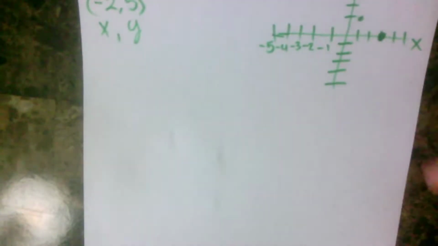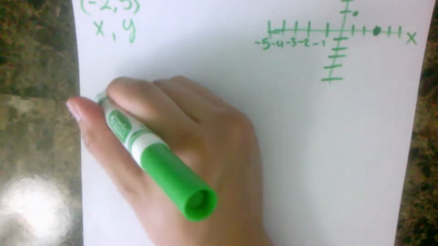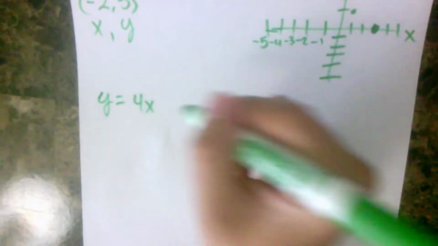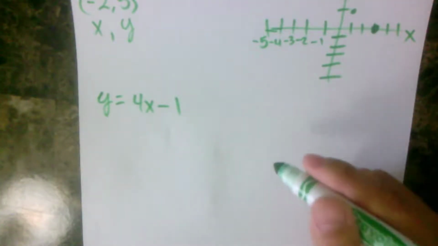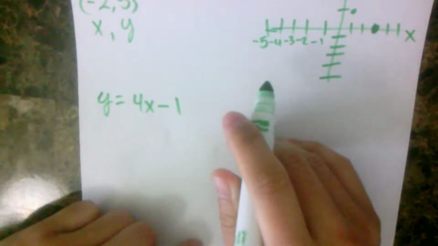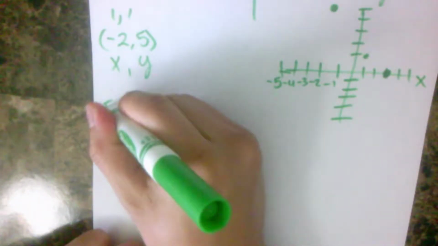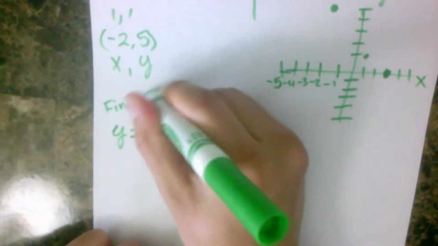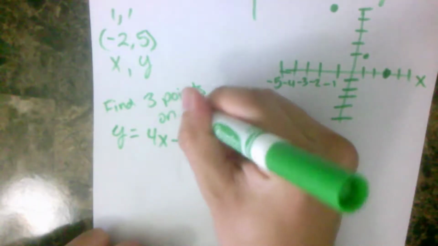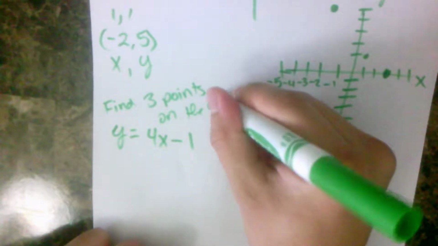You're definitely going to get this kind of problem. I'm going to give you an equation, y equals 4x minus 1, something like that. There are going to be two types of questions. I'm going to ask you to either find 3 points on the graph, and you would use that XY table. We'll talk about that in a second.